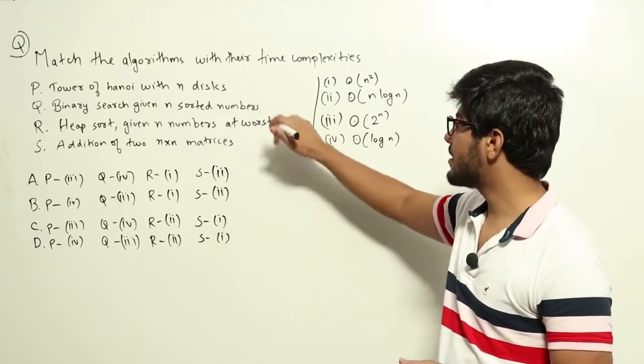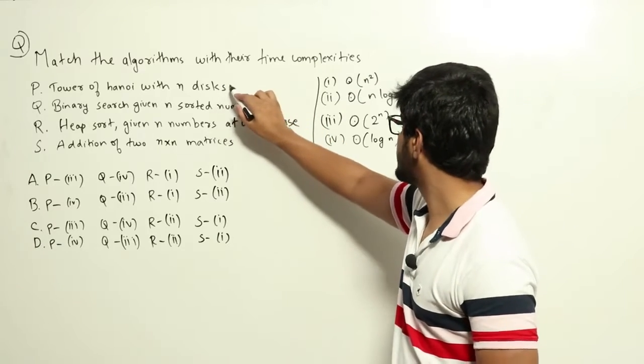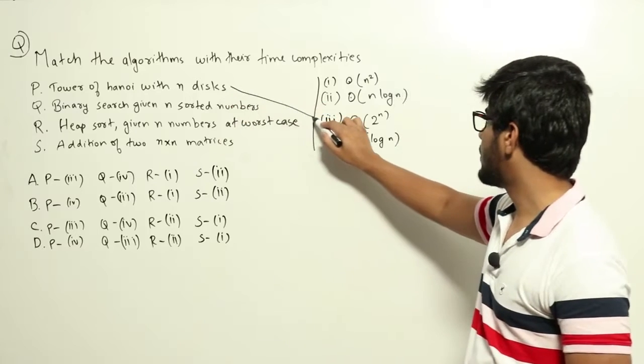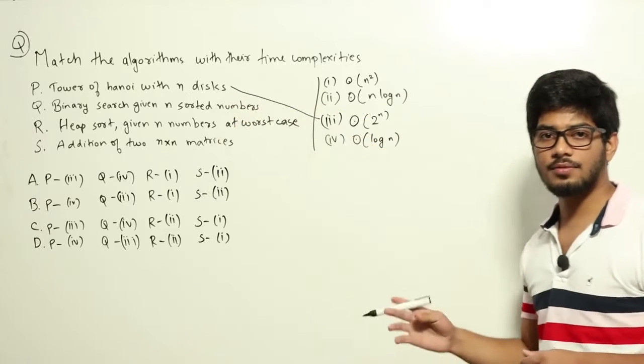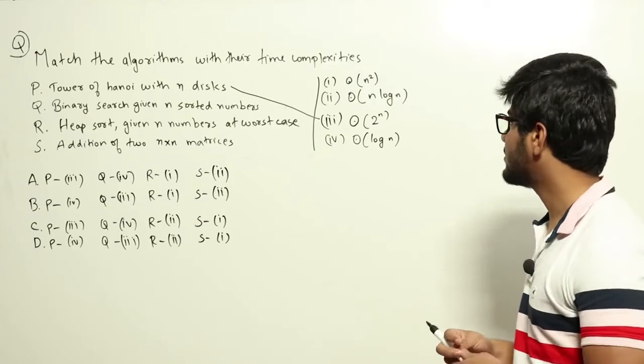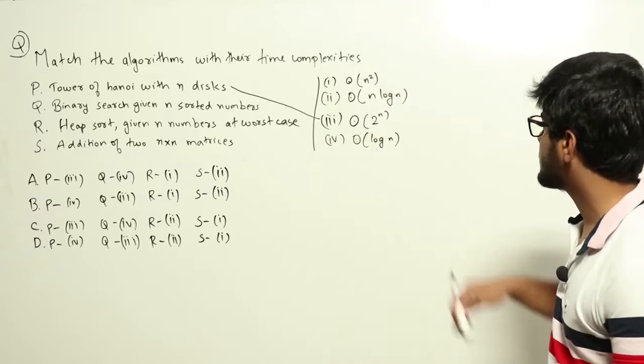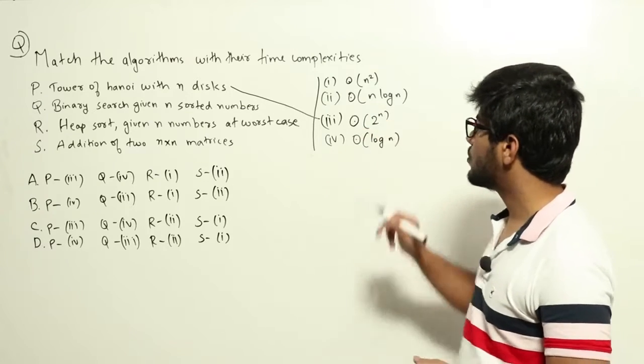Now Tower of Hanoi is an exponential algorithm. So that is 2 power n. If you don't know Tower of Hanoi, please refer to the video lectures from algorithm sections and you can learn it. So that takes exponential time. That is theta 2 power n.